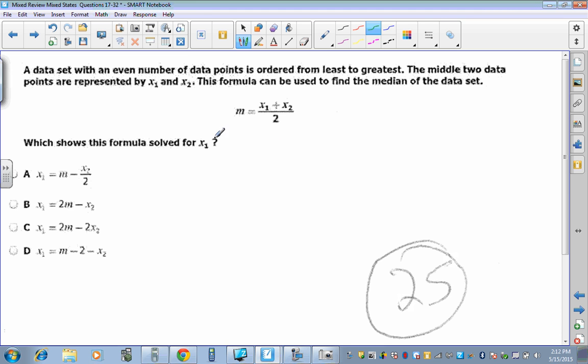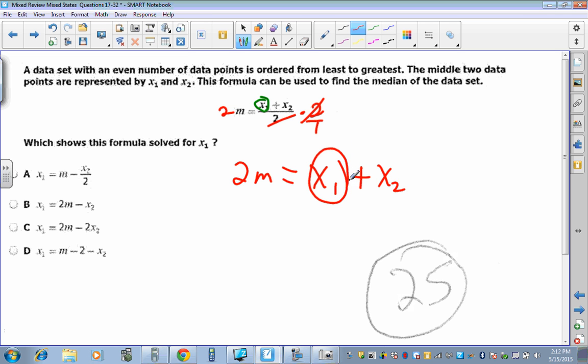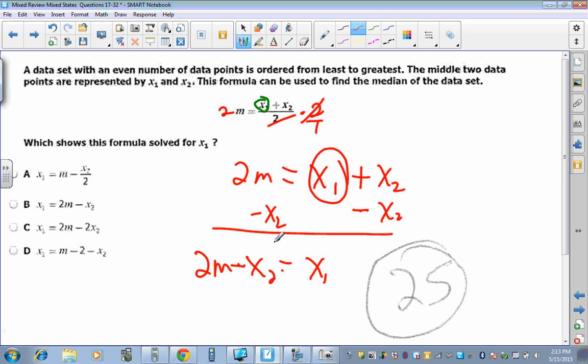Okay, all right, they want us to solve this formula for x1. I notice that they're dividing by 2, so if we multiply both sides by 2, we've used the multiplication property of equality. That'll cancel out those 2's, and that gives you 2m is equal to x from the first plus x from the second. They want you to solve for x from the first, so the next step would be to subtract x from the second. So you get 2m minus x from the second equal x from the first.